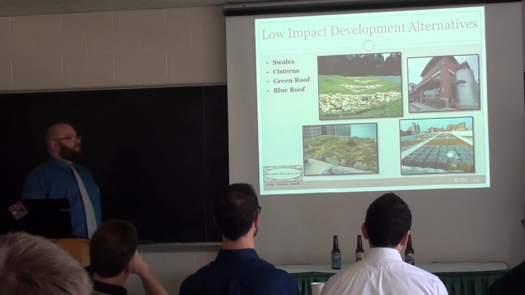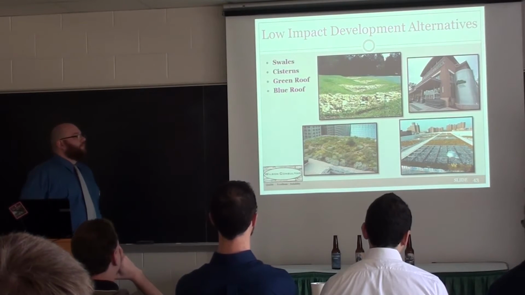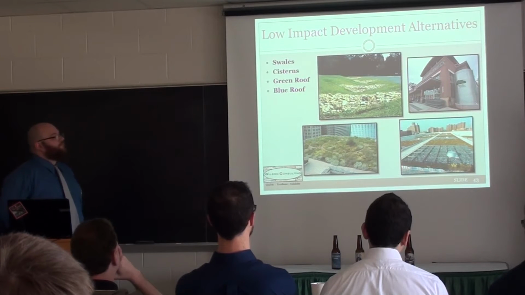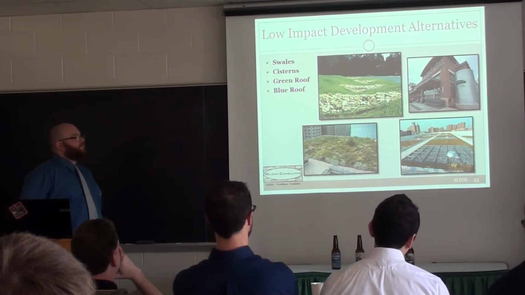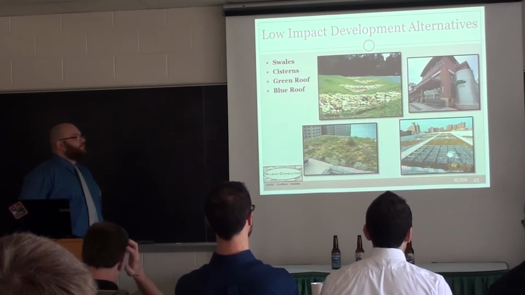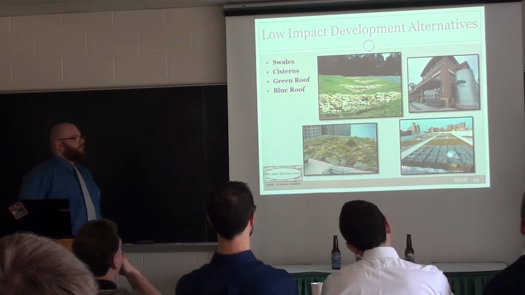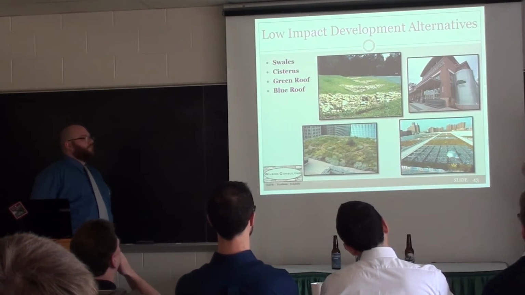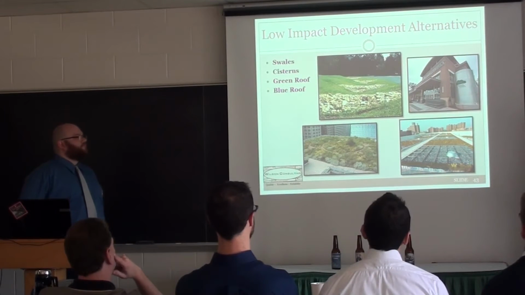For low-impact development alternatives, we did incorporate a swale on the western side of the site. Another alternative that we would like to implement is a cistern. This is essentially just a large rain barrel that will collect runoff from the roofs. This water can then be stored and used for non-potable purposes, such as watering the green space, rain gardens, the rain islands, etc. And then there's also potential to incorporate a green roof or a blue roof on site.